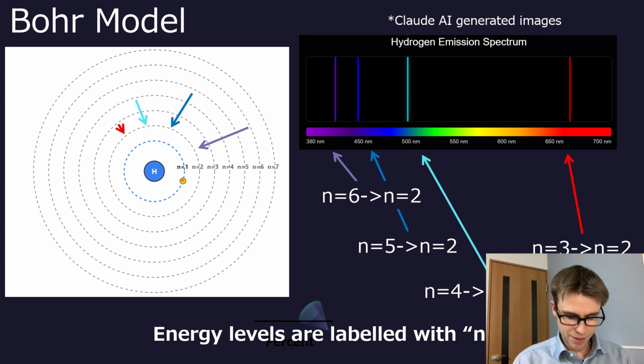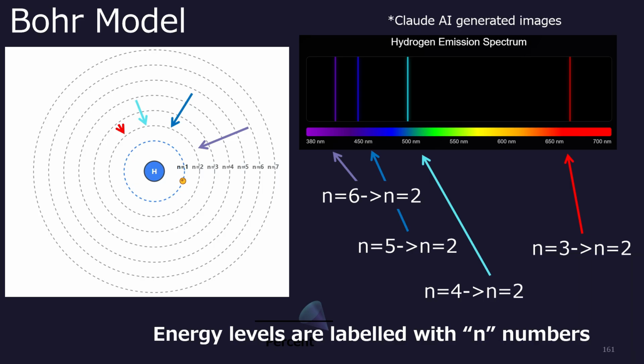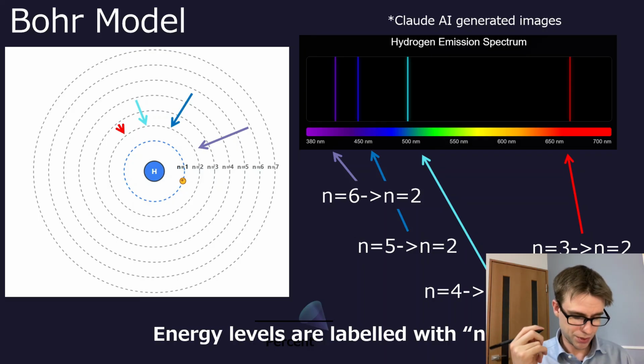See, as you go from n equals 3 to n equals 2, what would be a small gap, a small sort of distance to cover on my diagram here, that would be the red line, high wavelength. As you go from n equals 4 to n equals 2, that would be a slightly bigger gap. That's the bluish green teal line. As you go from n equals 5 to n equals 2, you get the more darker blue line, bigger gap. And as you go from n equals 6 to n equals 2, that's more the violet color, the lowest wavelength.